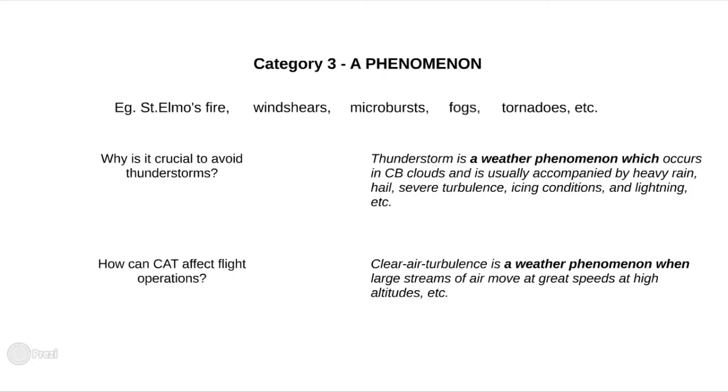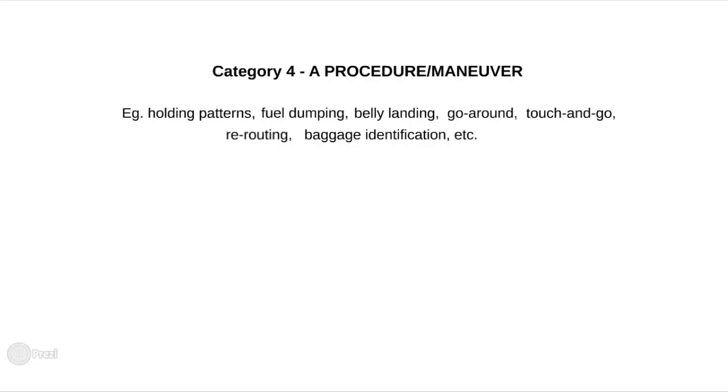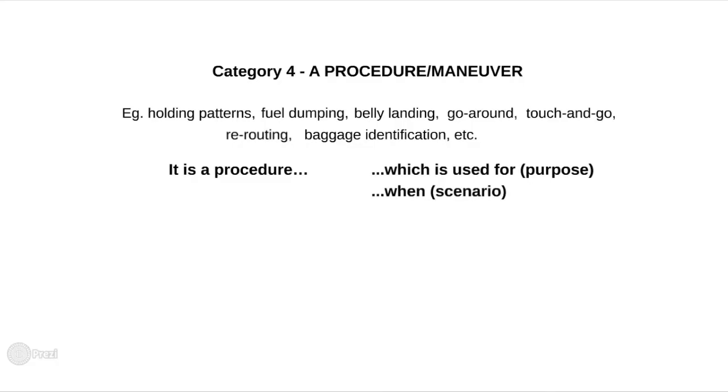Finally, let's point out the category called procedure or maneuver. Again, a great many of aviation-related questions are about some procedures or maneuvers, like holding patterns or fuel dumping, belly landing, go-arounds or touch-and-goes, or rerouting or baggage identification, and so on. As agreed, you give an explanation of the term itself by using a subordinate clause and specifying, for instance, what this procedure is used for, or in what situations, or what steps it contains.